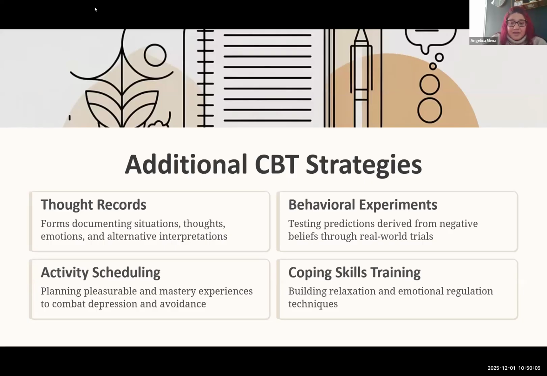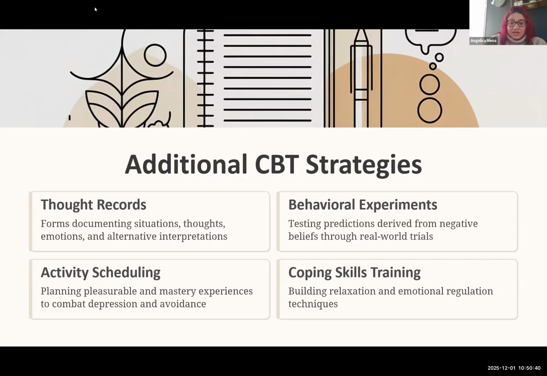And then we have activity scheduling. This is the idea of intentionally scheduling pleasurable activities into your weekly routine, right? And breaking these cycles of avoidance or inactivity. Like I talked about this already, right? If your friends have been calling you and you've been ignoring them, I want you to call them and schedule an activity that you usually enjoy doing with them. And so that's another strategy.